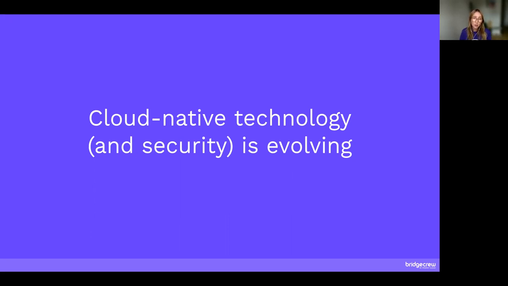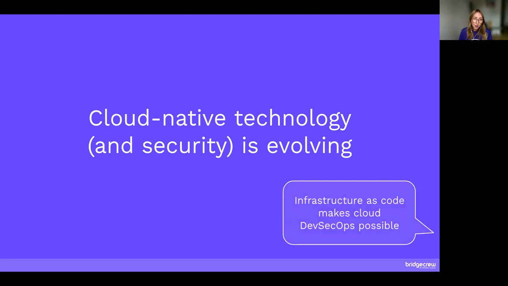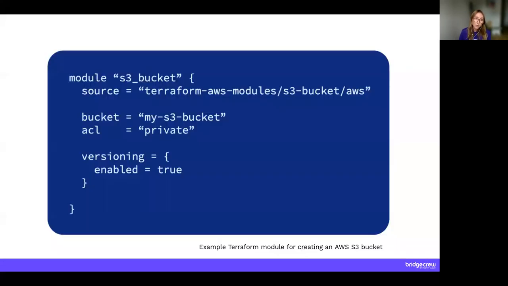There are a lot of advantages to this. One of those is that it makes cloud DevSecOps possible, and of course that's a lot of what we'll dig into in this talk. For example, I wanted to show an example IaC resource. This here is a Terraform resource that would be used to provision an S3 bucket, and you can see all of that bucket's attributes are defined in code. Obviously, it's a very simple example, but you can see it's private and it has versioning enabled.